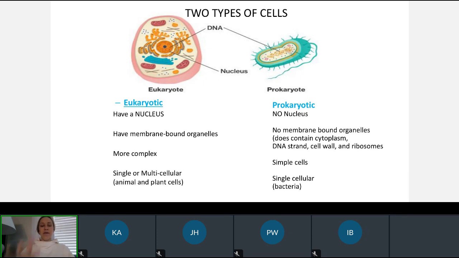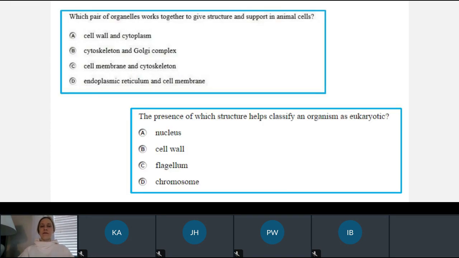Okay, these are the things that we've been talking about. Simple versus complex. Having a nucleus versus having DNA that's not contained in a nucleus. Simple. This is mostly unicellular organisms, single cell organisms. Eukaryotic cells are going to get bigger. Okay. Let's move to this next slide. All right. I need some readers.